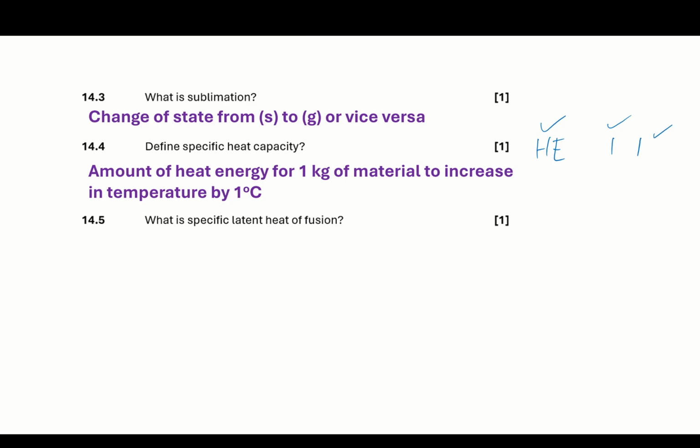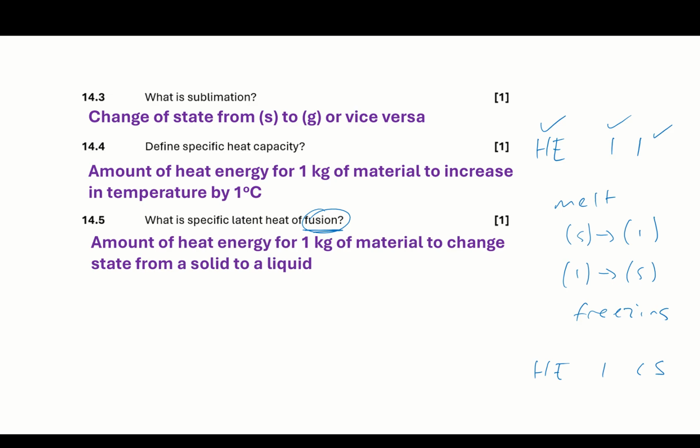What is the specific latent heat of fusion? So now we've got to know fusion. Well, this is solid to a liquid or liquid to a solid. So I could either pick melting or I could pick freezing, either of those words, but I've got to put that in because it's fusion. And again, we've got HE1 and then name the change of state. So it's the amount of heat energy, tick, for 1 kilogram to change from a solid to a liquid, or I could do from a liquid to a solid.